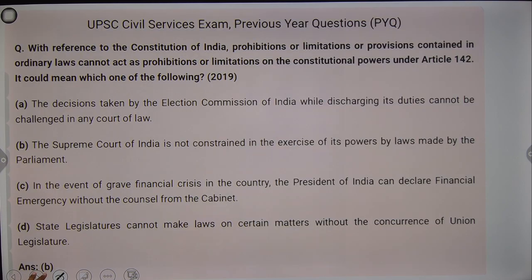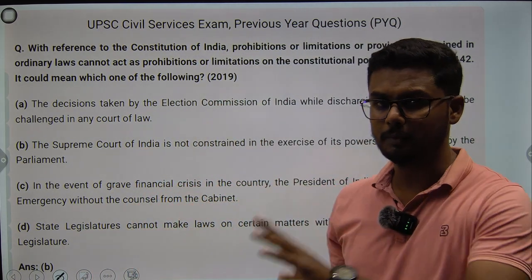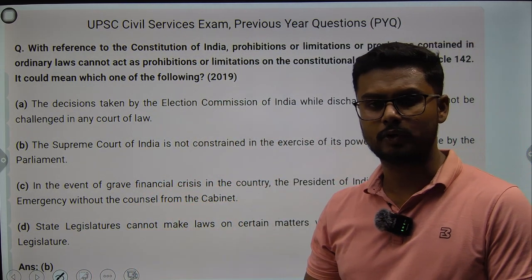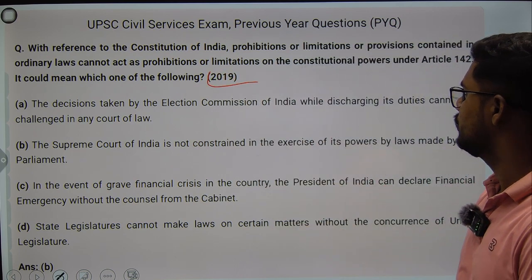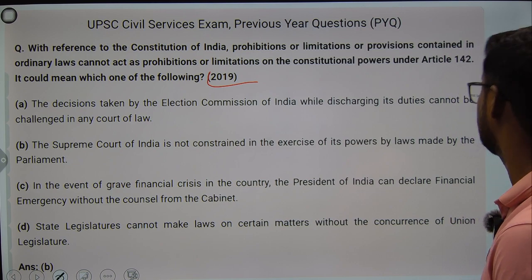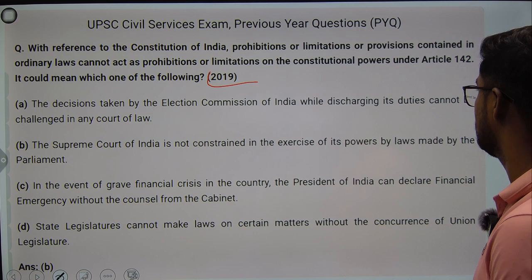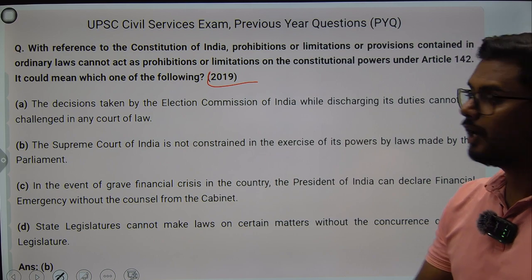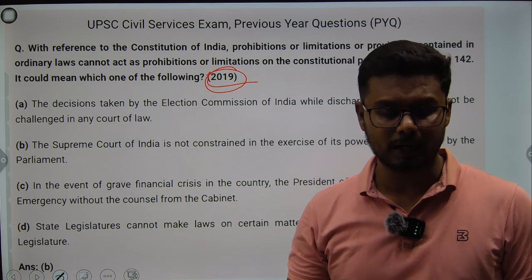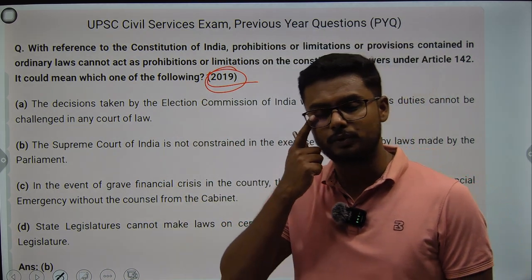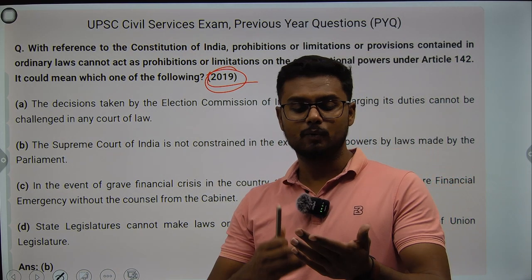Alright. Next, I have taken a question similar to this discretionary power, which was asked in the year 2019. The question says, with reference to the Constitution of India, prohibitions or limitations or provisions contained in ordinary laws cannot act as prohibitions or limitations on the constitutional powers under Article 142. It could mean which one of the following? It is a straightforward question. He is asking the meaning of Article 142 of the Indian Constitution. The examiner is asking, what does Article 142 talk about, or what is it related to?